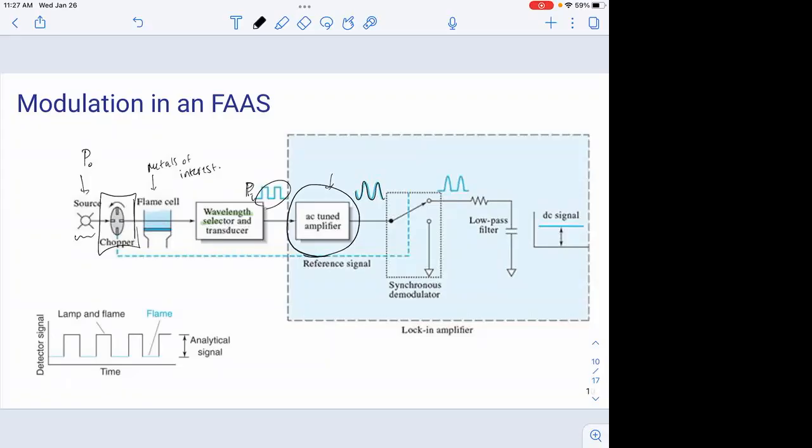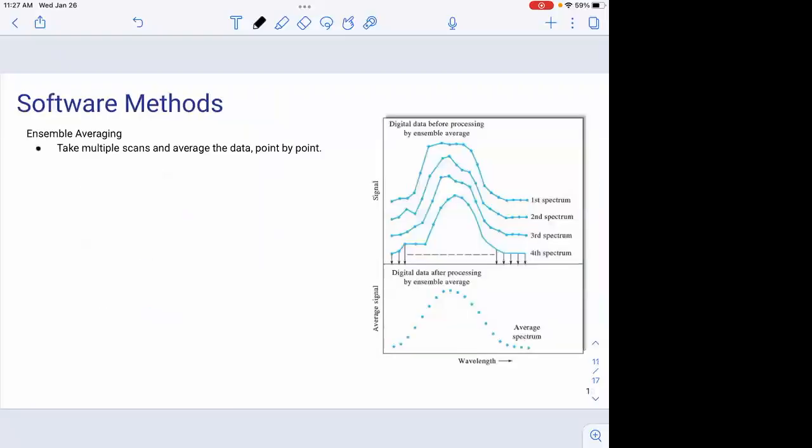But of course, when we talk about spectroscopic measurements, we'll talk about FAAS. So if this schematic scares you, don't worry. We'll get there actually next week. Okay. So that's what I've got for hardware methods of noise attenuation.